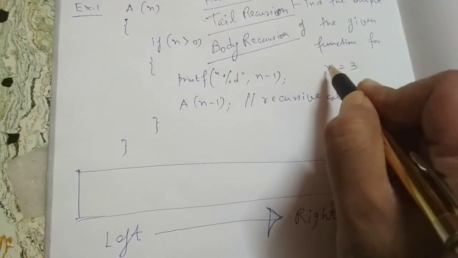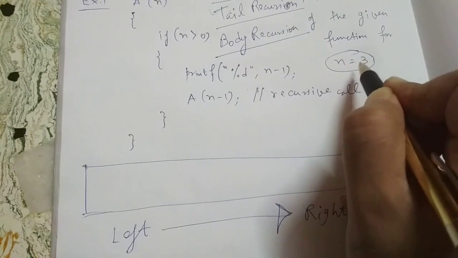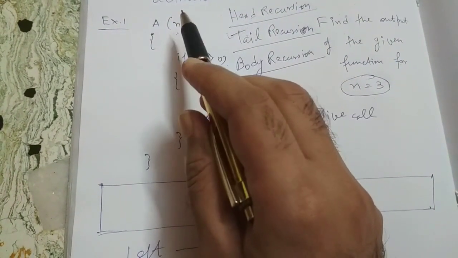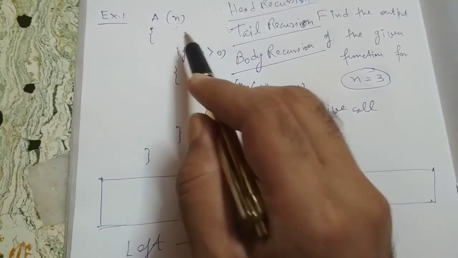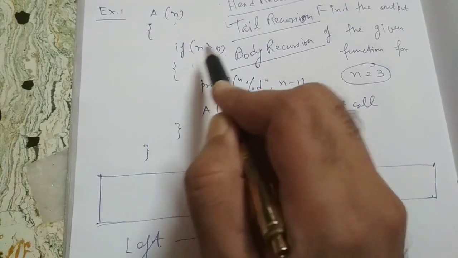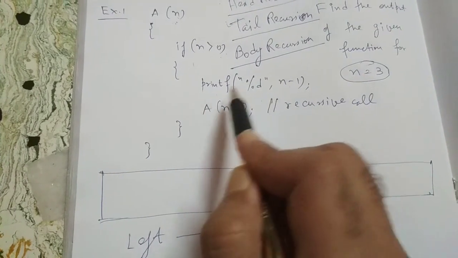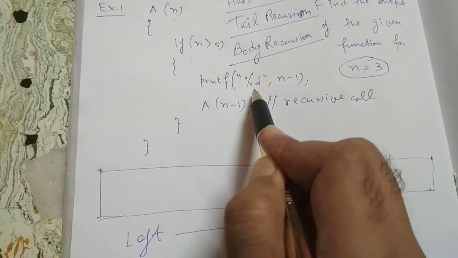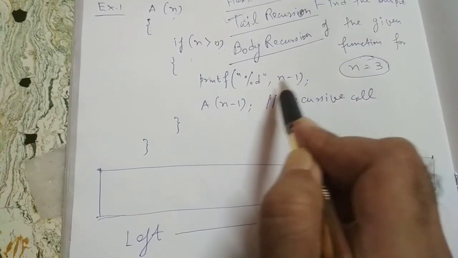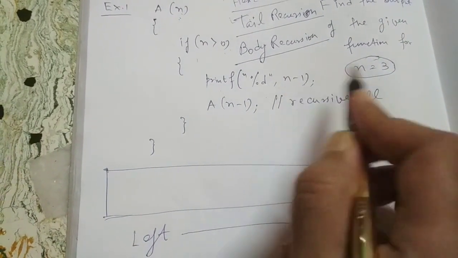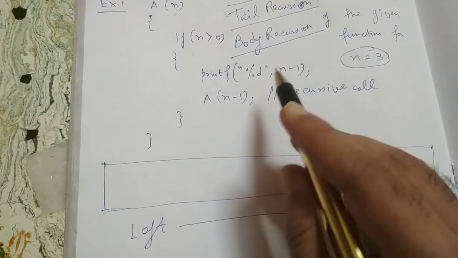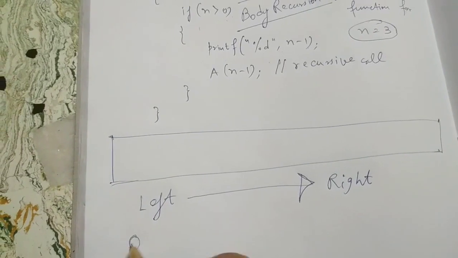Now what is the value of n? The value of n given to me is 3. So n here is 3. Now you come inside the function and you check, is 3 greater than 0? Yes. So you come inside the body, and what is being said? Printf %d n minus 1. The current value of n is 3, so what would you print? You would print 3 minus 1, which is 2. So the output is first 2.